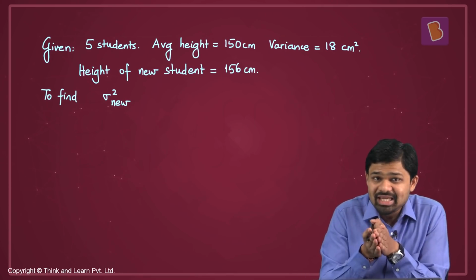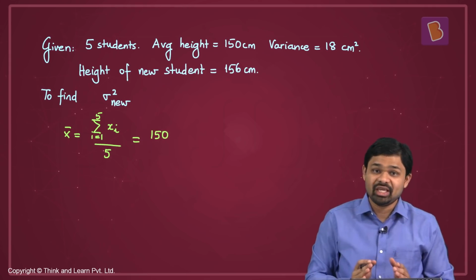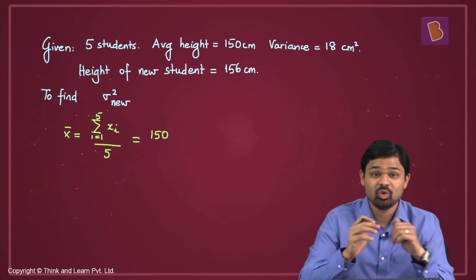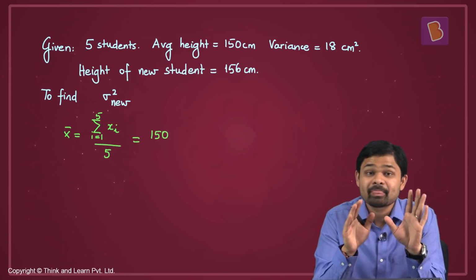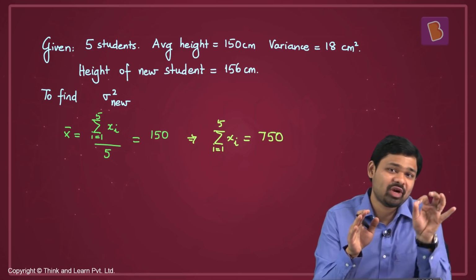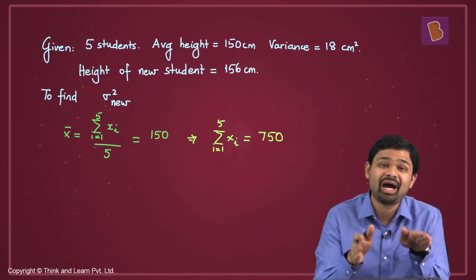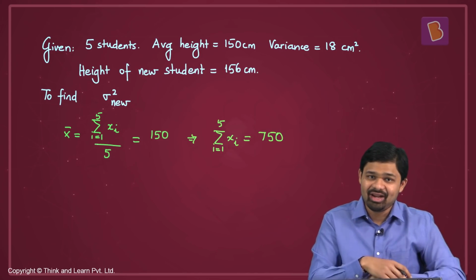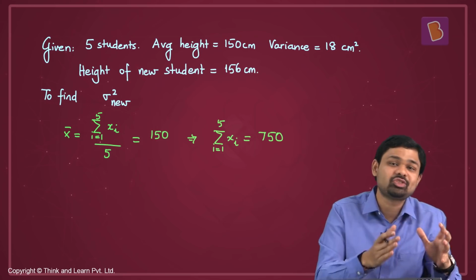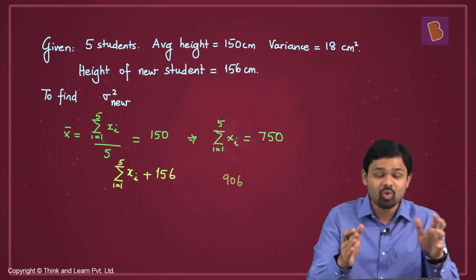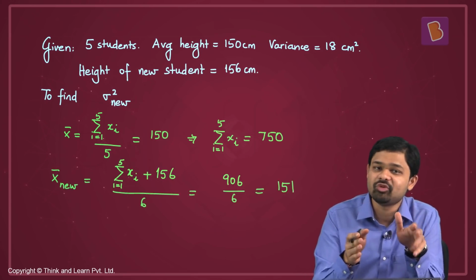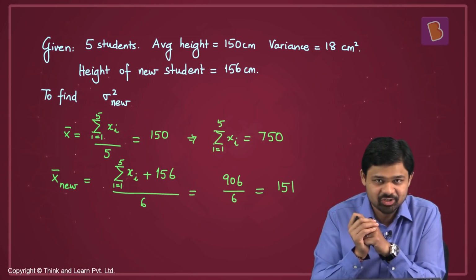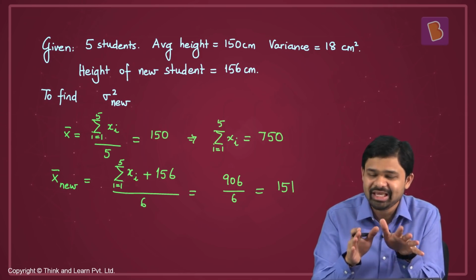They've told us that the mean is equal to 150. So summation xi, i running from 1 to 5, divided by 5 equals 150, which means that the summation xi from 1 to 5 is 750. So the sum of the heights of the 5 students was 750. So if a 6th student is added, then the sum of the heights of the 6 students is 750 plus 156, which is 906. And the new mean would be 906 divided by 6, which would be 151 centimeters. So calculating the mean, easy.